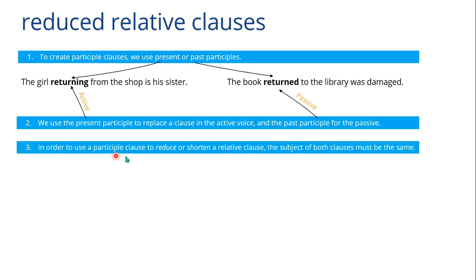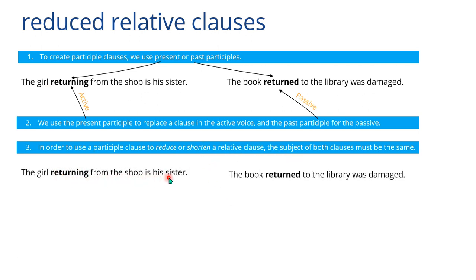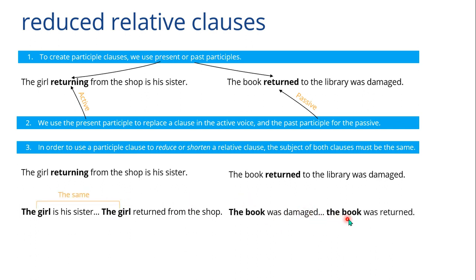In order to use a participle clause to reduce or shorten a relative clause, the subject of both clauses must be the same. Is it the same? Yeah. What was returned? The book. What was damaged? The book. Who is returning from the shop? The girl. Who is his sister? The girl. Similar subject. The girl returning from the shop is his sister. The book returned to the library was damaged. The girl is his sister. The girl returned from the shop. Okay, same subject. The book was damaged. The book was returned. The book. The same.